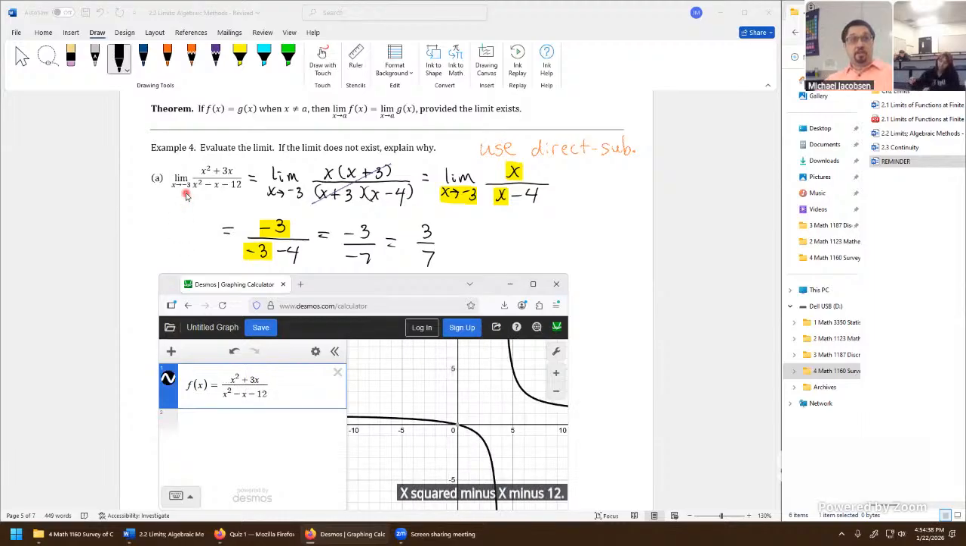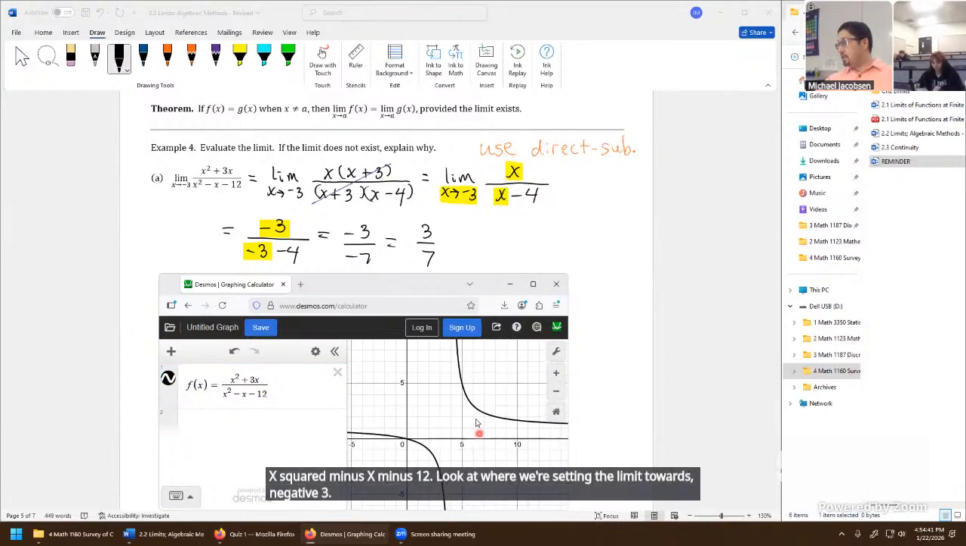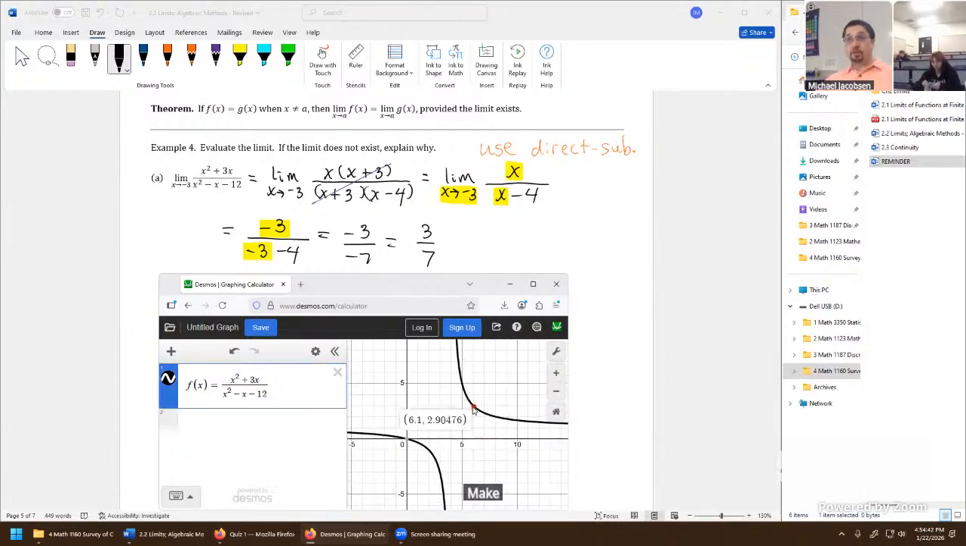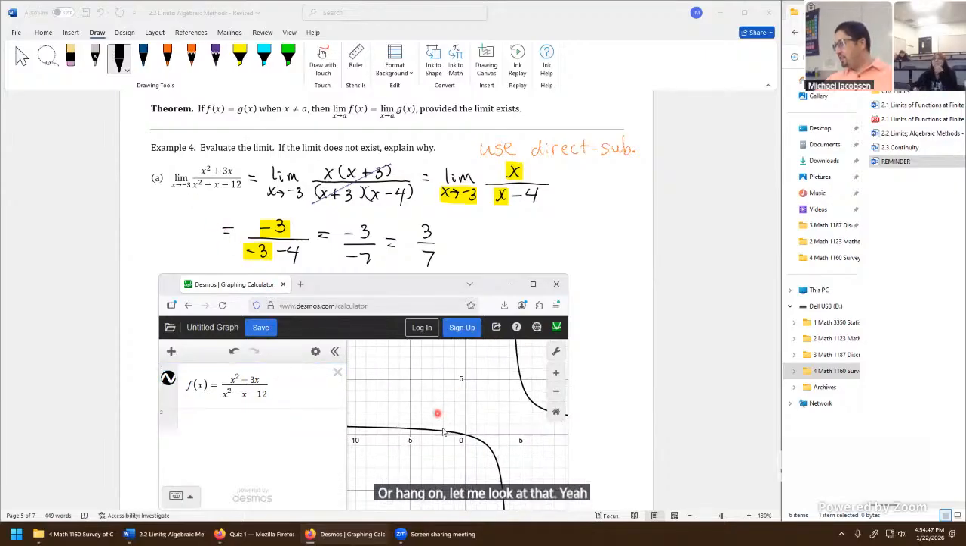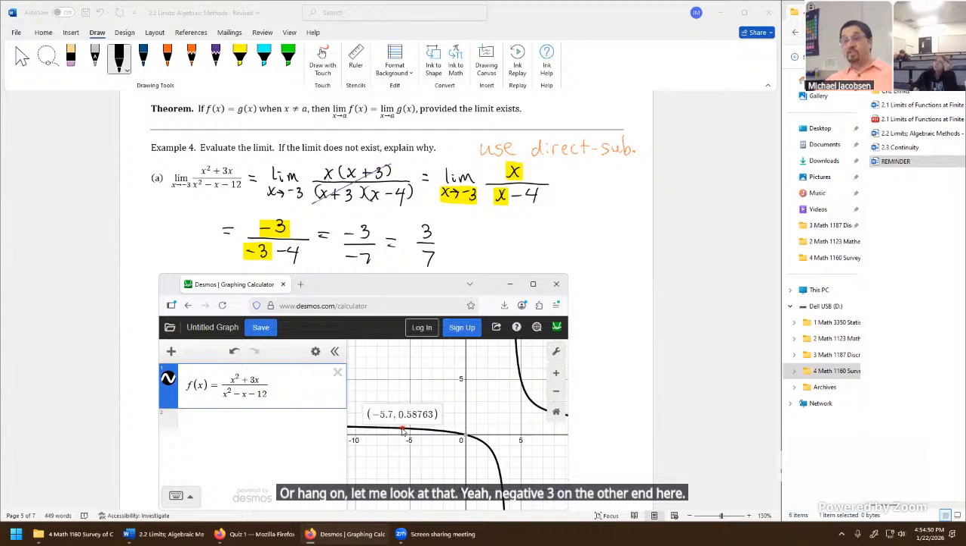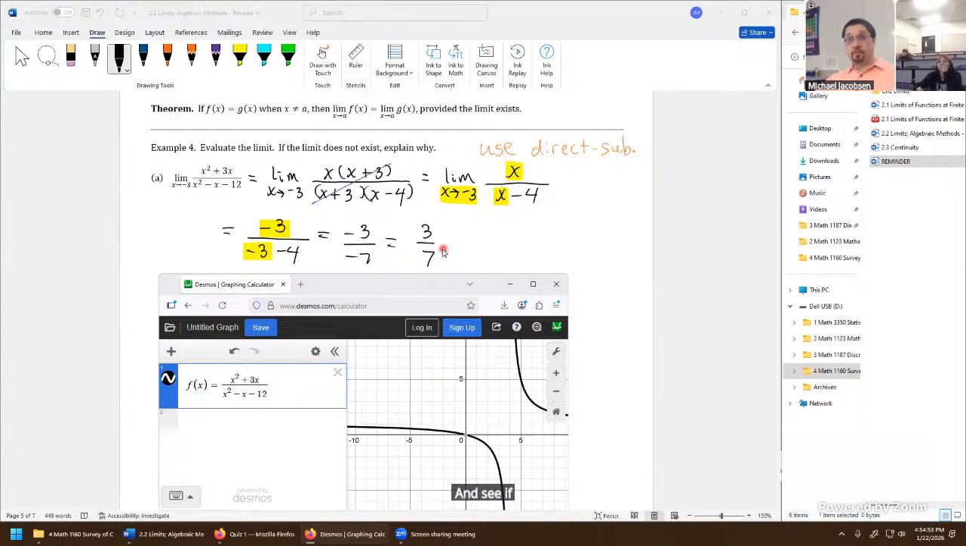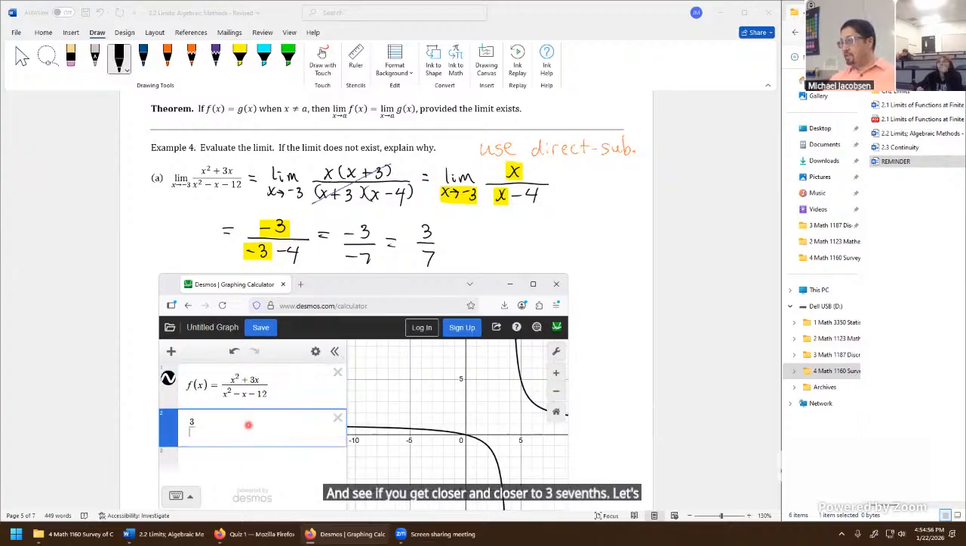Look at where we're setting the limit towards, -3. Make your function values get closer and closer to, hang on, let me look at that. Yeah, -3 on the other end here. Make your x values get closer and closer to -3, and see if you get closer and closer to 3/7. Let's throw that in as well. We want to get closer and closer to 0.428.